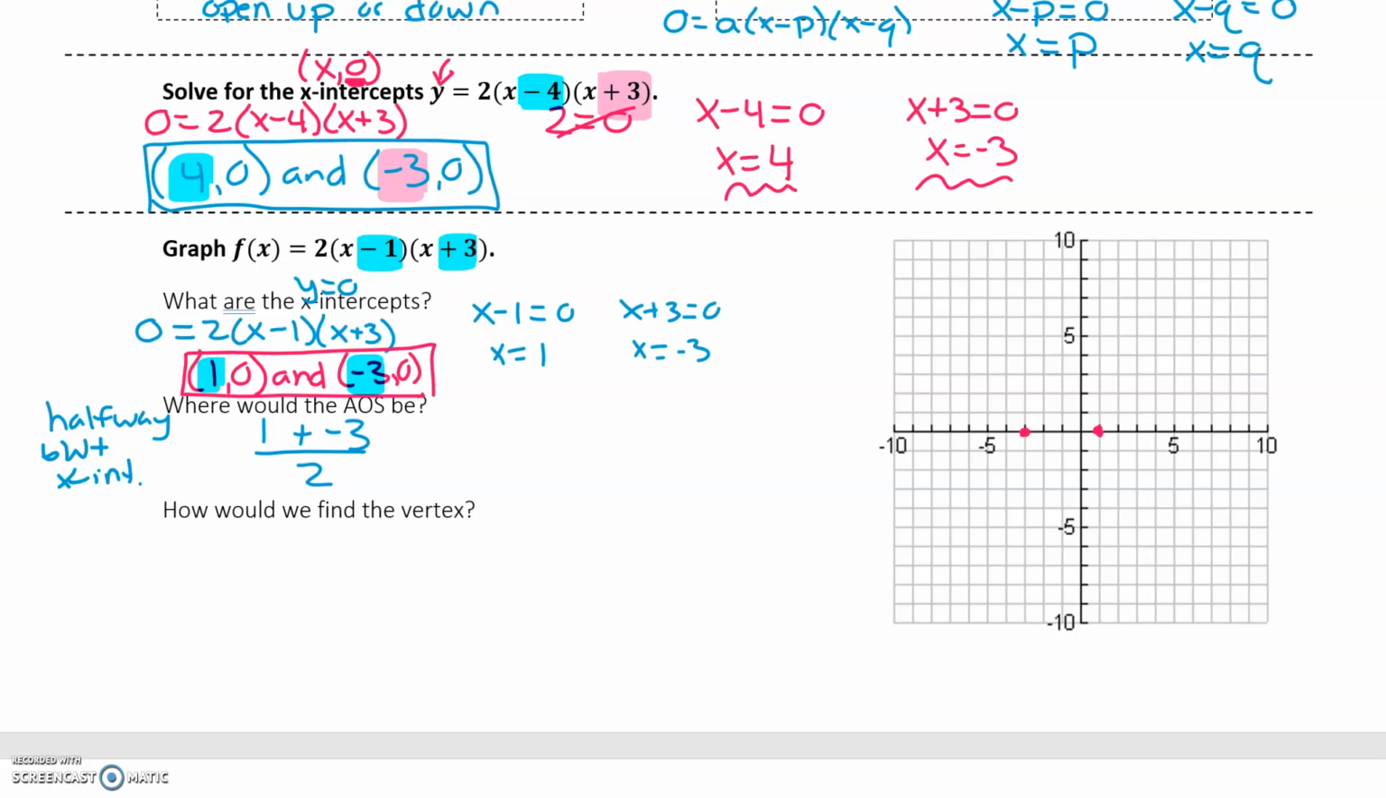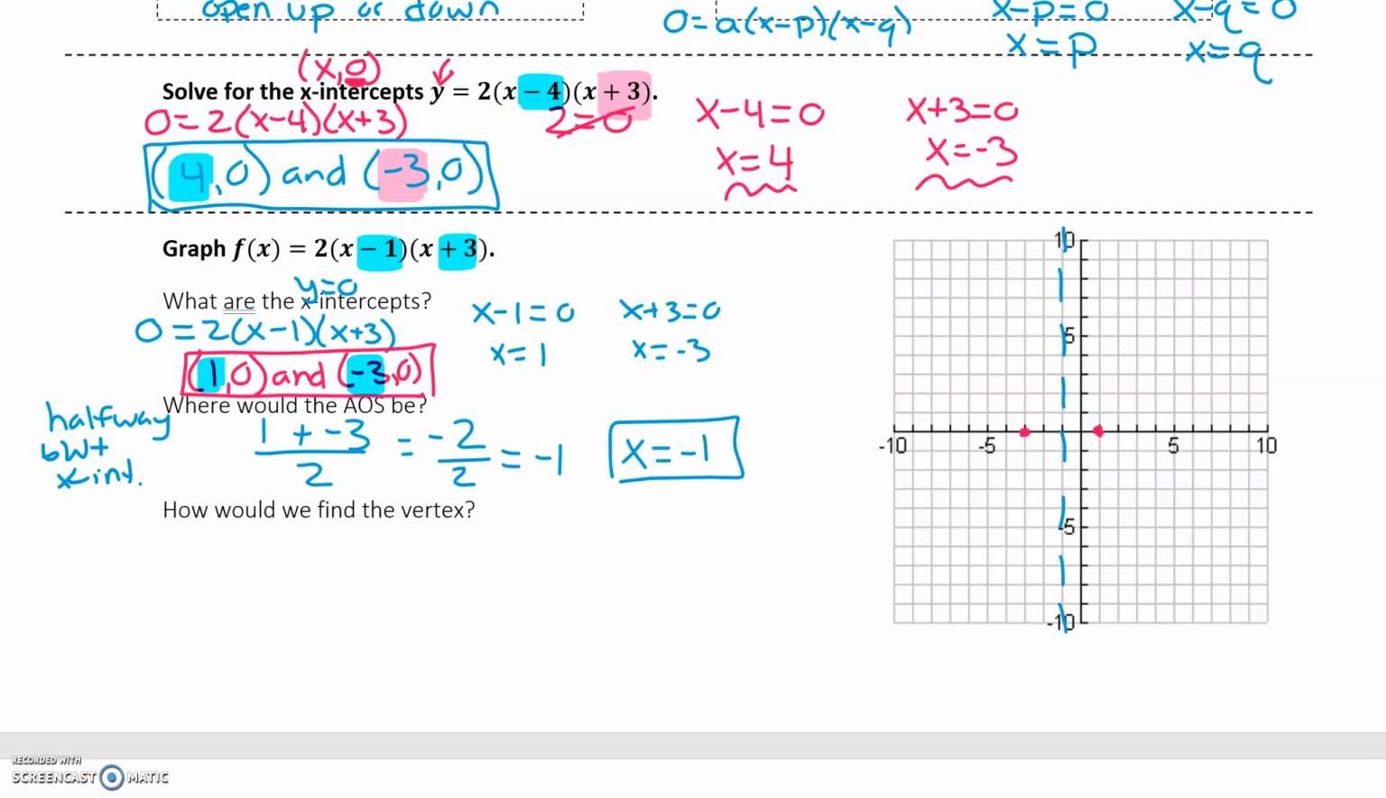So 1 plus a negative 3 is going to give us a negative 2, divided by 2, which gives us a negative 1. So our axis of symmetry is going to be at x equals negative 1. We could go ahead and draw that in here with a dotted line through the negative 1 value of the x. So then the next question is, well, how do we actually find our vertex?